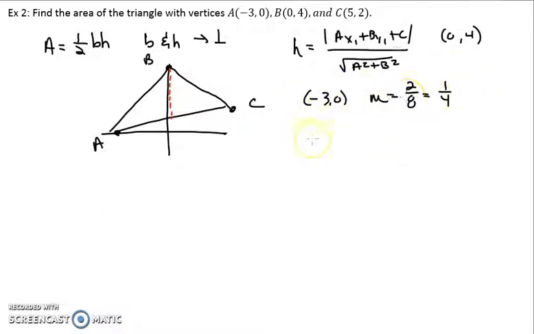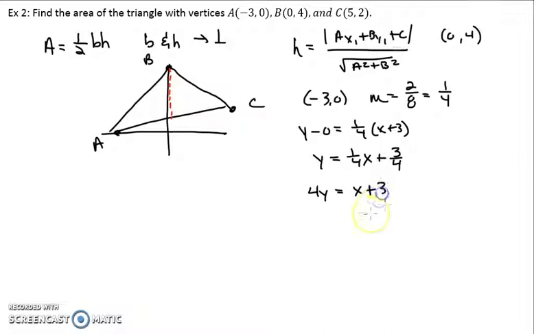So I have a point, I have a slope, I can put this into point-slope form, so y minus 0 equals 1/4 x plus 3. So y equals 1/4 x plus 3/4. To be in standard form, we need to multiply everything by 4 to get rid of our fractions. So we can say 4y equals x plus 3. Move everything over to the other side. Let's move the 4 over this side this time, just to show you that it doesn't matter which way we move things. So we'll say x minus 4y plus 3 equals 0. So we know a is 1, b is negative 4, and c is equal to 3.